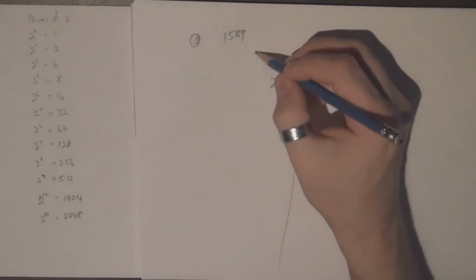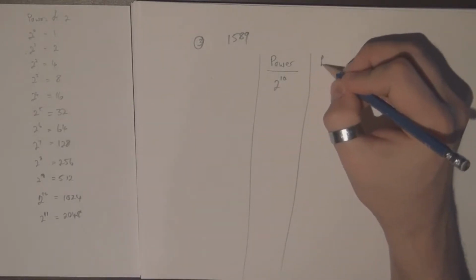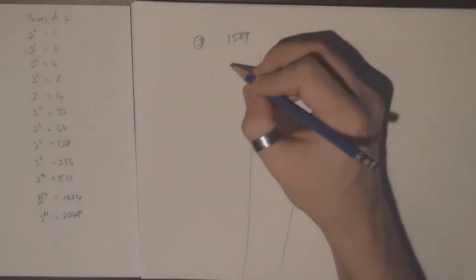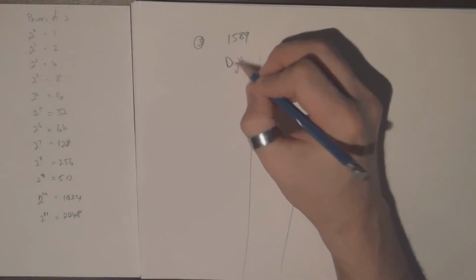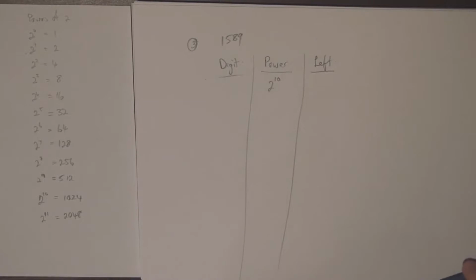We might as well extend these lines all the way down because this is going to be a long one. Left column here, and I have my digit, or how many I can fit in, which in this case is always going to be a 0 or a 1.